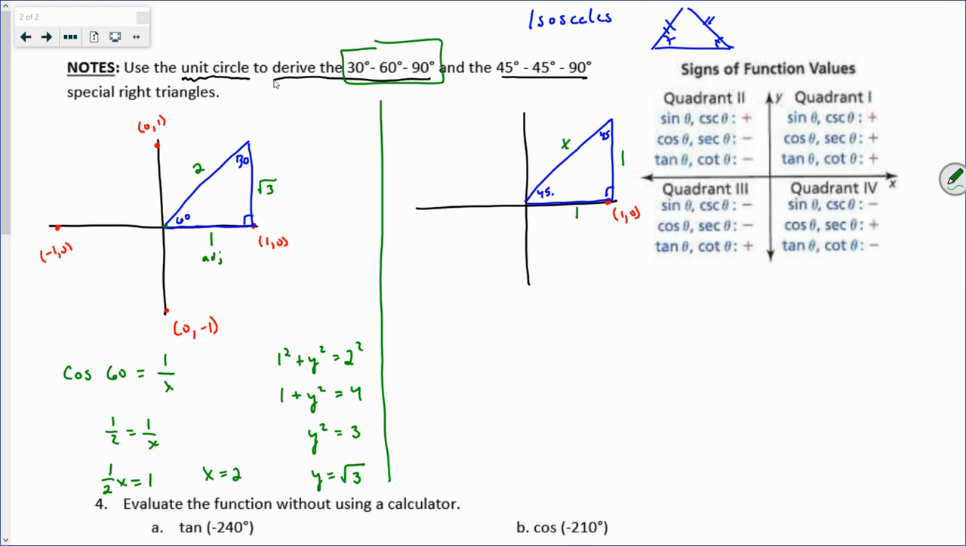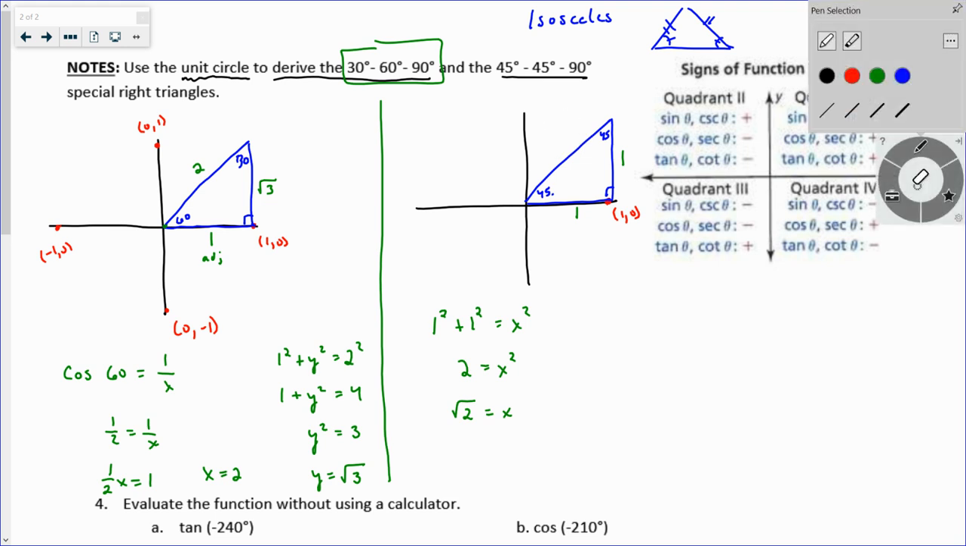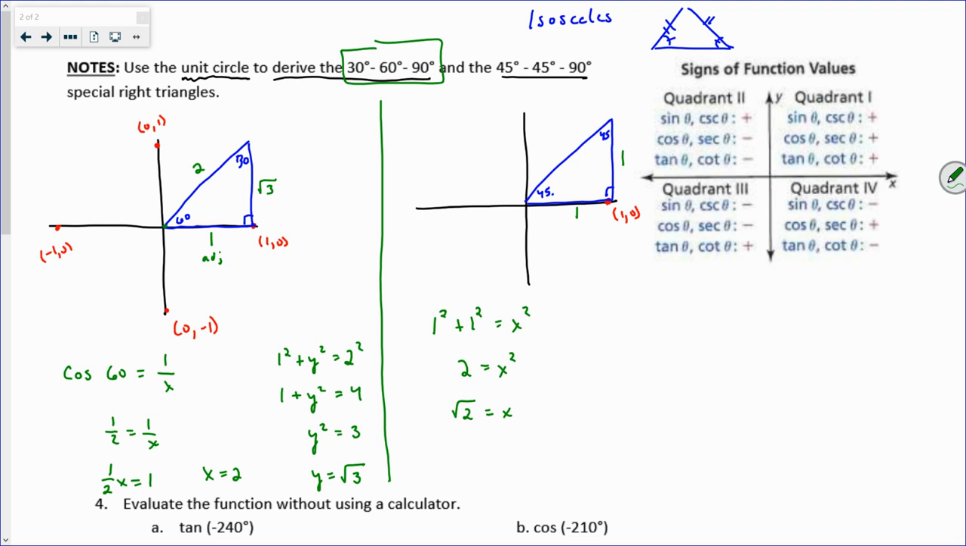So then the only thing I've got to do is solve for the hypotenuse. And it's easiest to just use the Pythagorean theorem. So 1 squared plus 1 squared, 1 plus 1 is 2, x squared equals 2, the square root of 2 equals x. So we're going to go ahead and show that this is square root of 2. I'm not sure that you'll get a straight up test question on deriving these things. It could be bonus, we'll see.